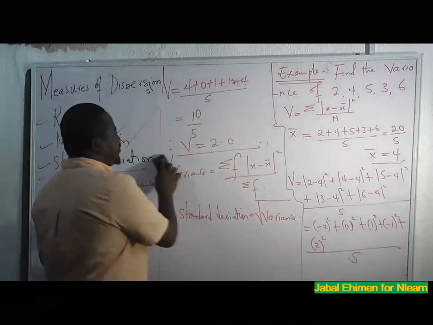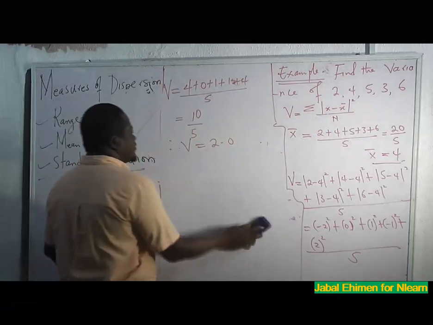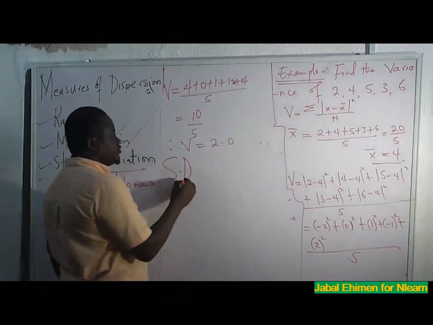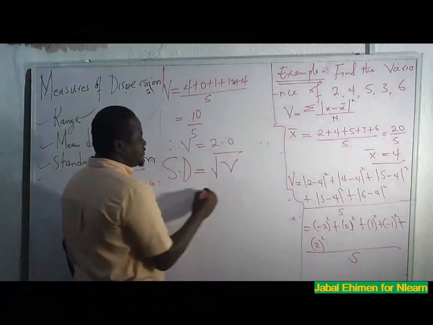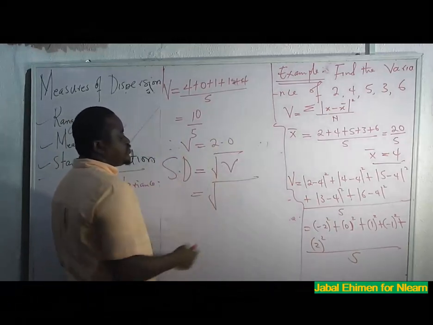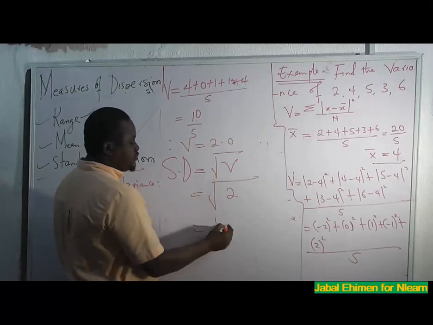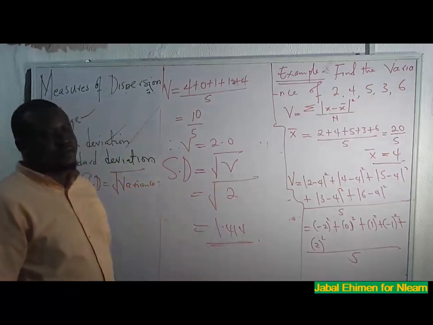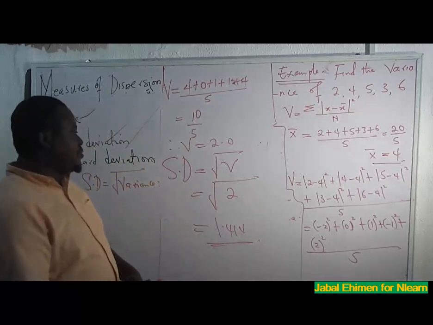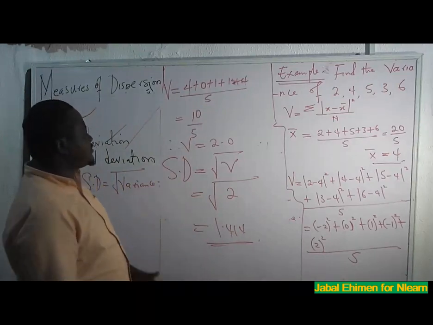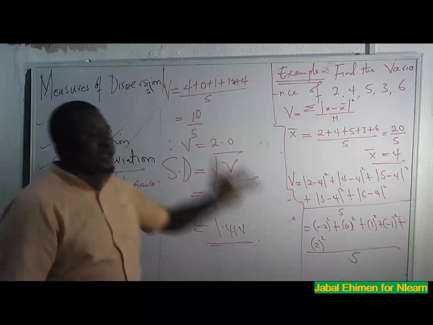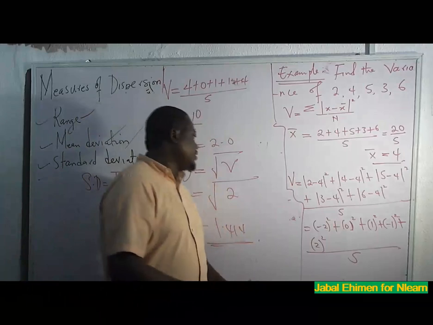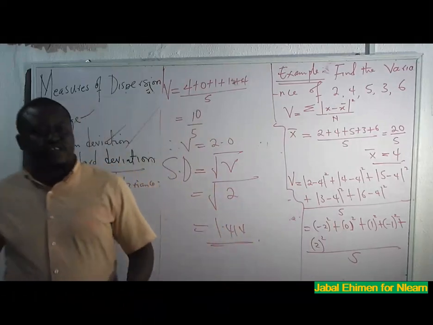Now from here it's simple. If somebody asks you to calculate the standard deviation of this, the standard deviation is the square root of the variance. So the square root of this variance, 2, will be 1.414, something of that nature. So from here you have the standard deviation. So let's consider variance now in grouped data and also consider standard deviation in that part. From there, we'll move on to the next stage.